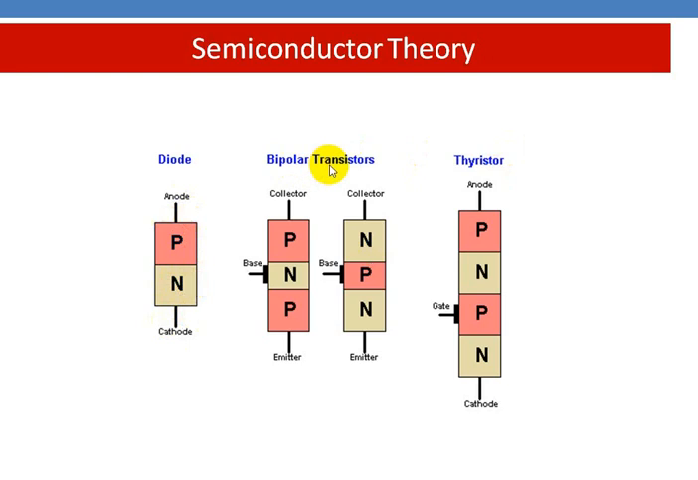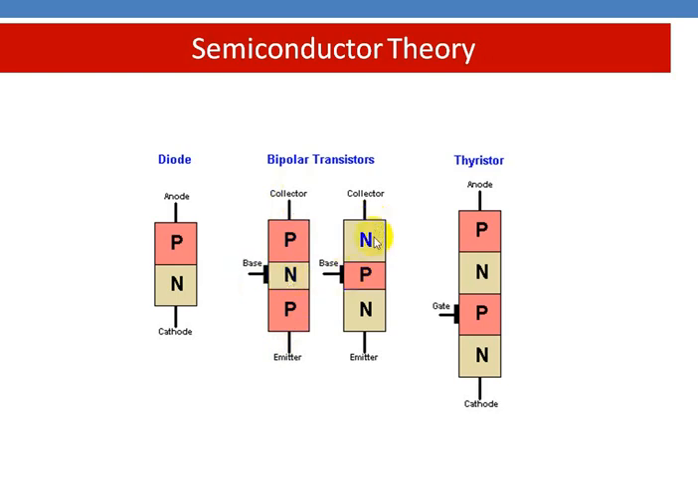Then to form a BJT, bipolar junction transistor, we have to use 3 layers. If you use 2 P and 1 N layer, we get PNP transistors. With 2 N and 1 P, we get NPN transistors. So here, in PNP, the terminals are taken from the outer layers, and they are the collector and emitter, and the terminal taken from the middle layer is named the base.